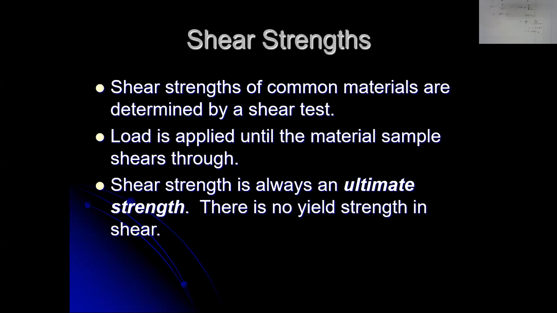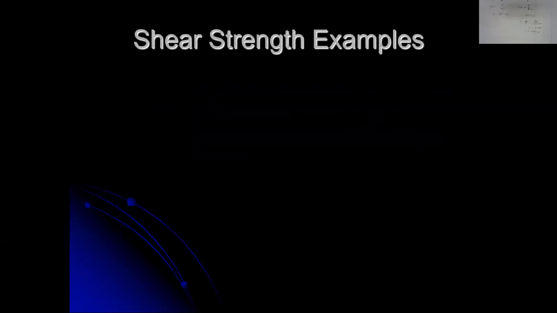And for all the values in the table, the shear stress is lower, except cast iron actually has a higher shear stress than it has tensile stress. Cast iron's only got a tensile stress of 20 KSI, while it's got a 32 KSI shear strength. So it's harder to shear through cast iron than it is to break it in tension. So we have no yield strength to worry about. It's always an ultimate strength.